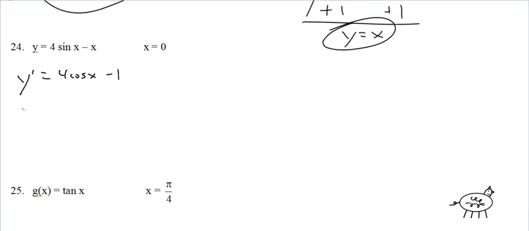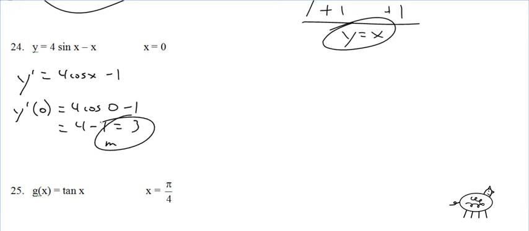And so we're going to do y prime at 0. So it's going to be 4 cosine of 0 minus 1. Cosine of 0 is 1. So that's 4 minus 1, which is 3. So that's your slope. Slope is 3.